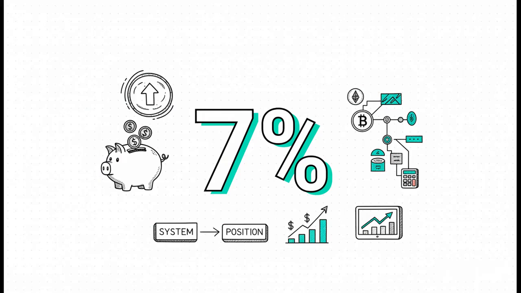And this number right here, this is the core of the automation. Every single position that the system creates for you has one goal: to close out for a 7% profit. So you put in $100. The system's entire job is to turn that into $107 for you automatically.